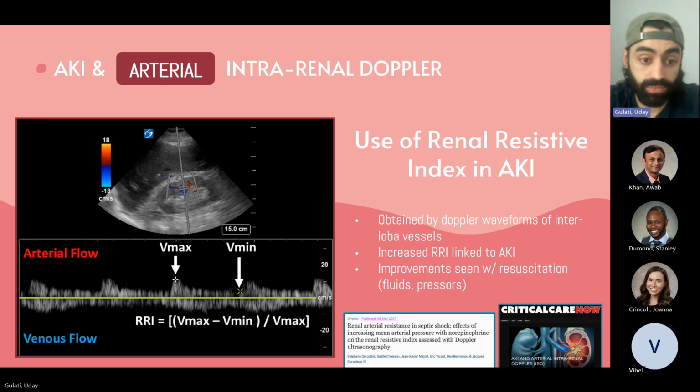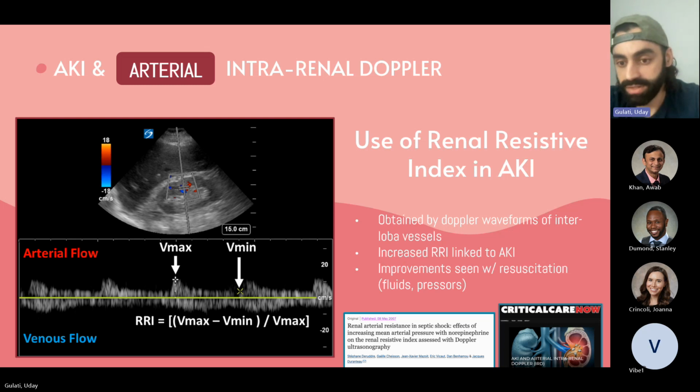And so when you're resuscitating a patient, one way to do it is that, you say, okay, maybe I think this patient needs to get fluid off. You diurese this patient. And if you see an improvement in renal resistive index, it means that you are adequately improving flow to the kidneys. If you put on norepinephrine and you see that the renal resistive index goes higher, that norepinephrine is causing more damage than good.